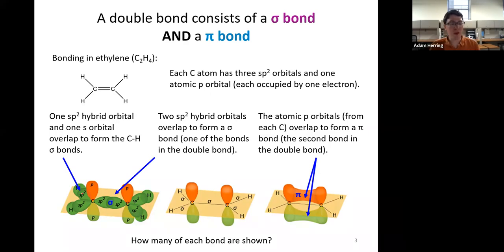So if we wanted to count up for this molecule how many sigma and pi bonds there are, we would identify each sigma bond as being a bond that involves either an atomic or hybrid orbital that goes in between the nuclei. So here we have 1, 2, 3, 4, 5. So there are 5 sigma bonds, and then there is 1 pi bond between the carbon atoms.